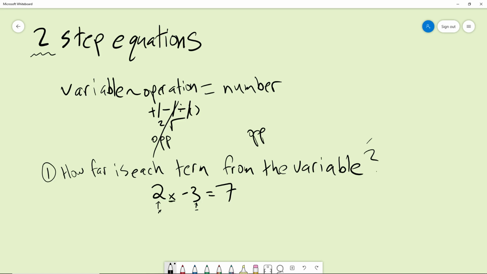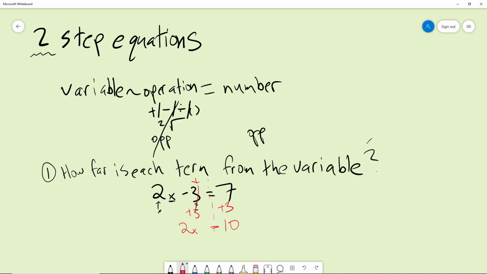So right now, which one's further away? Just think about it. Yeah, this 3 is further away. This 2 is attached and multiplying with the variable, but the 3 is a little further away. So we're going to do the opposite of that first, both sides. Still cancel out. Now what's left here? I still have 2x, so I'm going to just draw my 2x. 7 plus 3, 10. And now I can approach it just as a one-step equation.